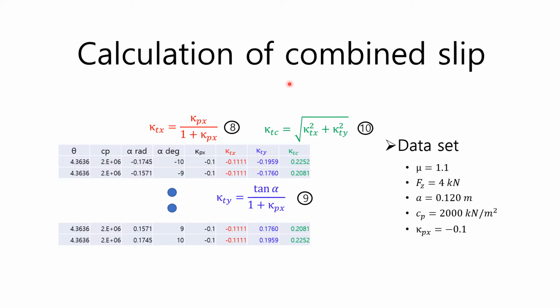Next, let's calculate the combined slip. The x-axis combined slip component, kappa tx, and the y-axis combined slip component, kappa ty, are calculated using equation 8 and 9 derived from the previous video, H55, and the resultant combined slip, kappa tc, of equation 10 can be calculated using kappa tx from equation 8 and kappa ty from equation 9.